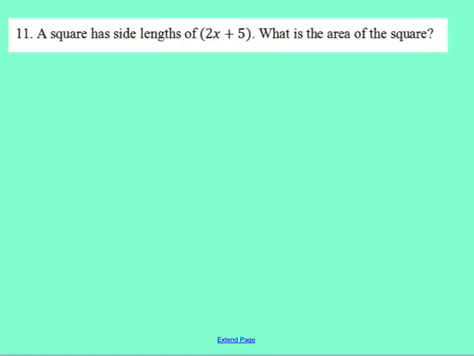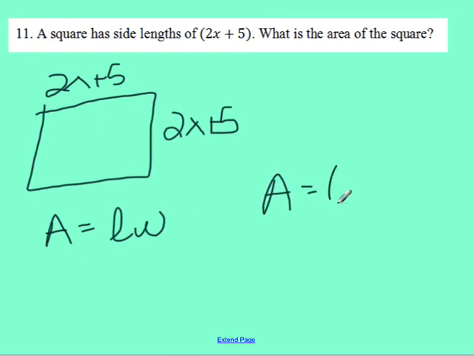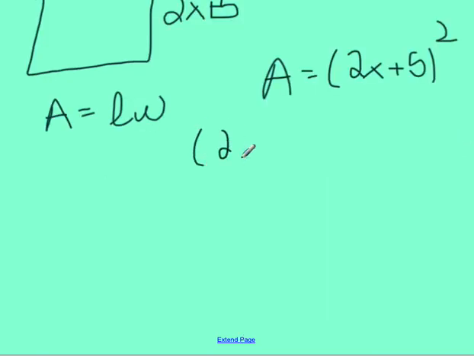Last but not least, let's take a look at this word problem. So it says a square has a side length of 2x plus 5. Well, here's the neat thing about the square. A square means that both sides are the same. Now, if you remember previous videos, that area is equal to length times width. So for the area of the square, we're really doing 2x plus 5 squared, since all our sides are the same. Now we know that that's the same as 2x plus 5 times 2x plus 5.